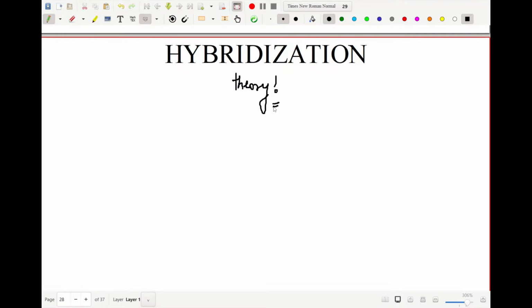Okay, so if someday someone asks you whether you can see hybridization happening if you have a very good quality microscope or something, just say no, because hybridization is just a mathematical trick. It does not really and actually happen.